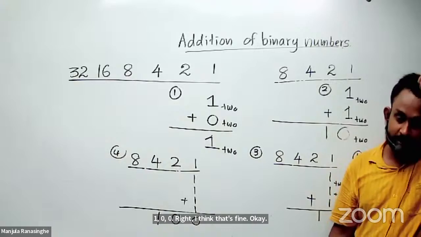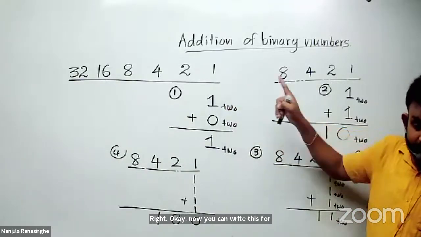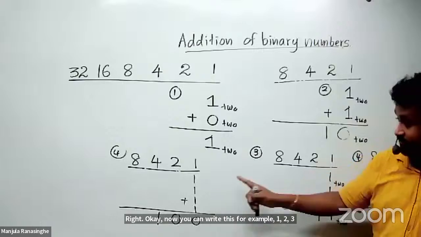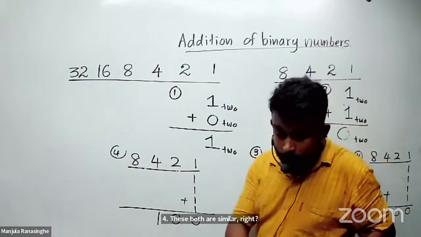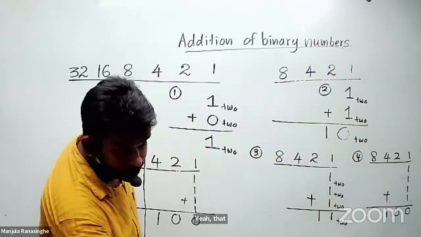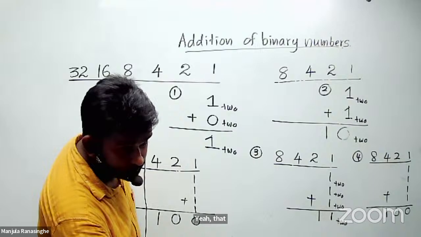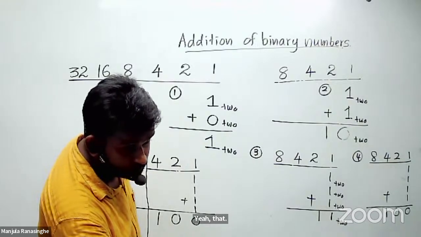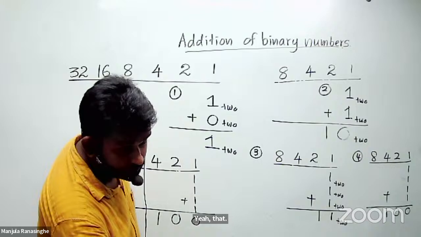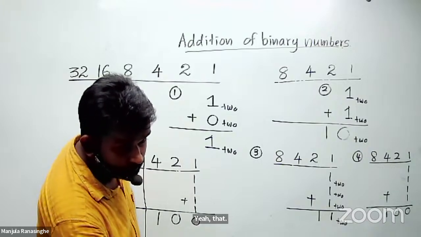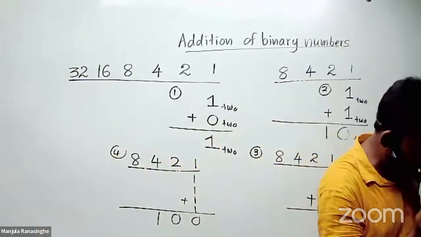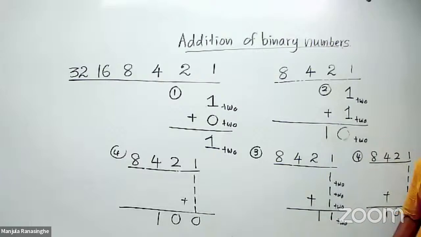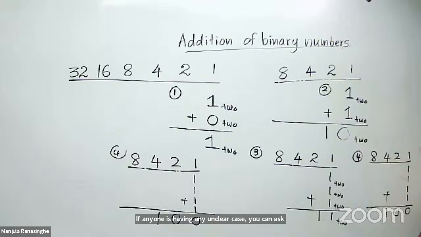Right. Okay. Now you can write this for example 1, 2, 3, 4. These both are similar. Right. If anyone is having any unclear case, you can ask me.